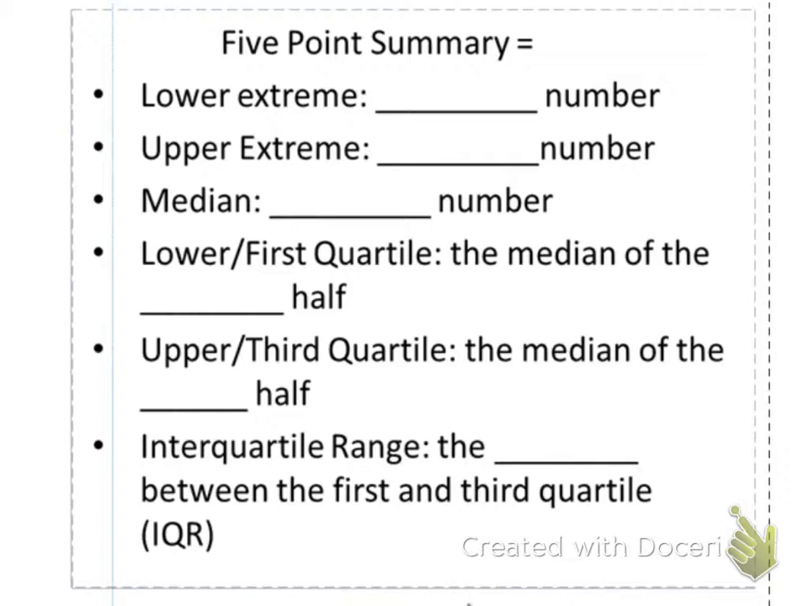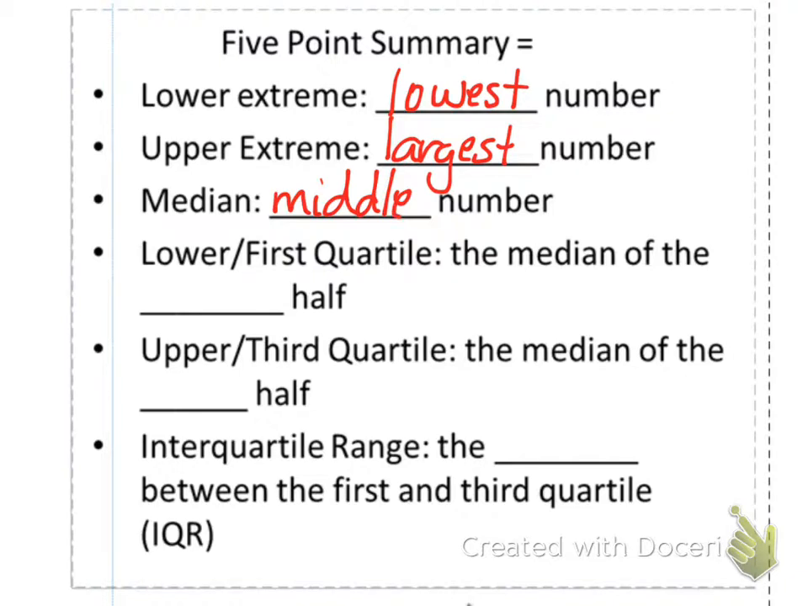So, the lower extreme is the? Lowest number. Come on. Lowest number. And the upper is the largest number. Doesn't matter, highest and largest, same. Median is the middle. Middleest number, right? It's the middleest number. Okay, so the lower or first quartile is the median of the lower half of the numbers. The upper or the third quartile is the median of the upper half of the numbers.